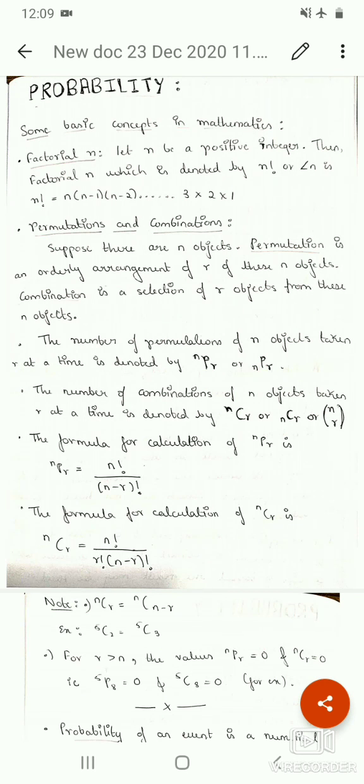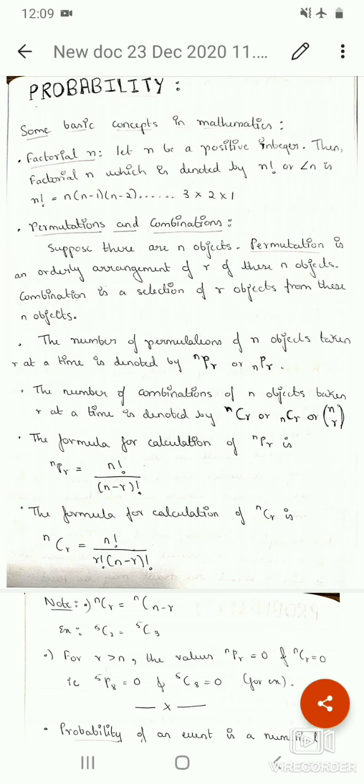So in the previous video we completed the third unit, that is univariate data analysis, and in today's video we will begin with the next important topic and the fourth unit, that is probability. Before we understand the concept of probability, let us know some of the basic concepts of mathematics that we'll be using while studying probability.